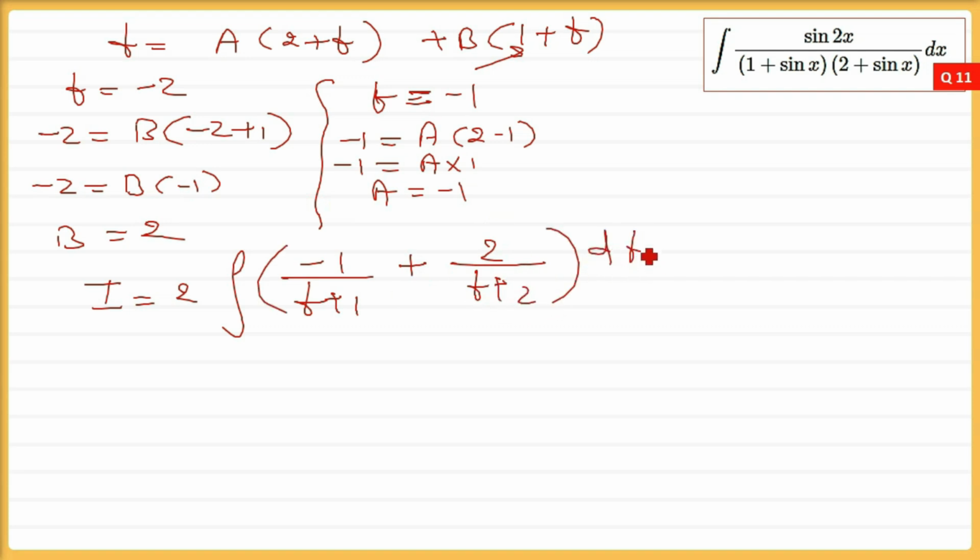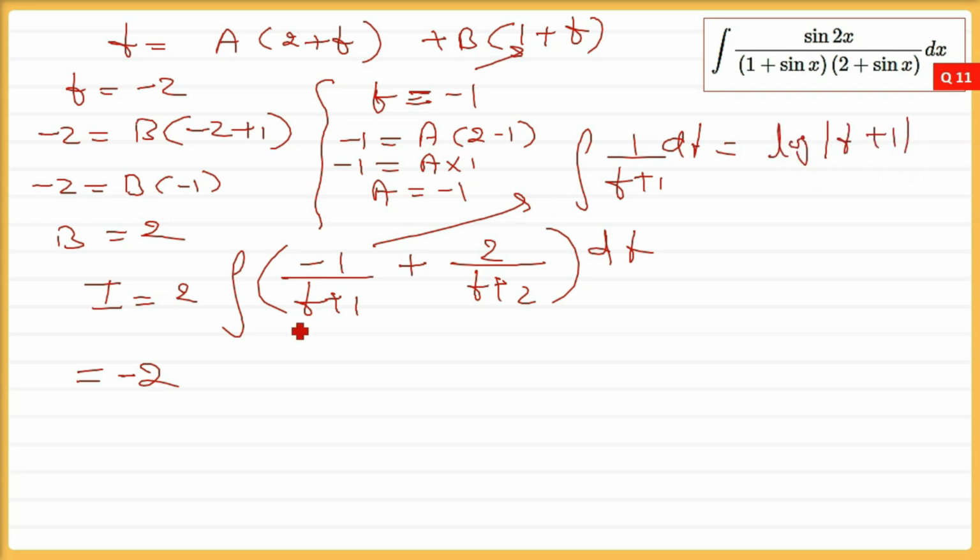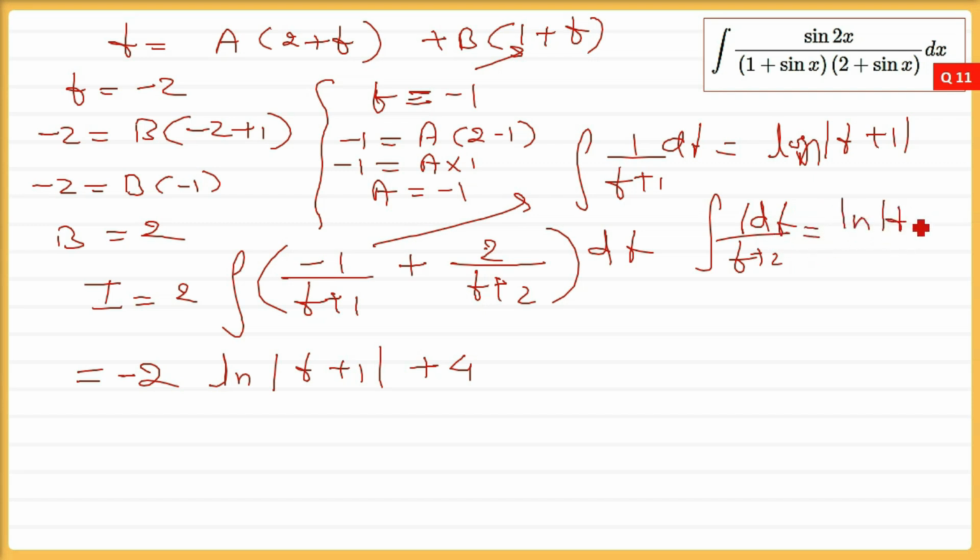This is integrable now. So 2 into the integration of minus, if you take it outside, the integration of 1 by t plus 1 will be equal to ln modulus of t plus 1. Now 2 will be multiplied by 2 inside for the second term, which gives you 4. So plus 4 times the integration of dt divided by t plus 2, which gives you ln modulus of t plus 2, plus a constant of integration.